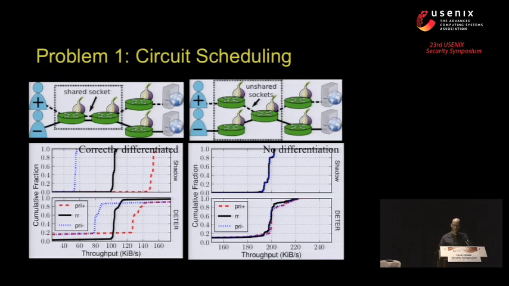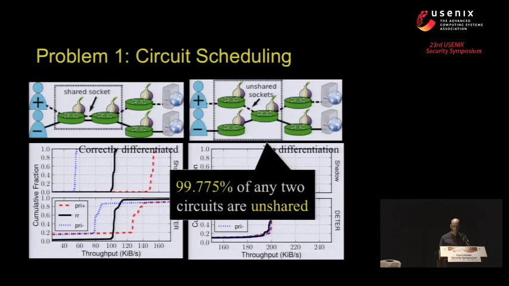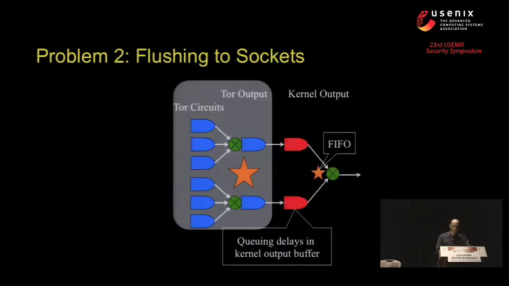So to see how big of a problem this is, we simulated a Tor path selection with 1 million paths, and we found that 99.77% of any two circuits result in this unshared socket situation. So this shows us that by fixing this problem, we can actually have a significant effect on Tor performance. So that was the first problem. The second problem is flushing to sockets.